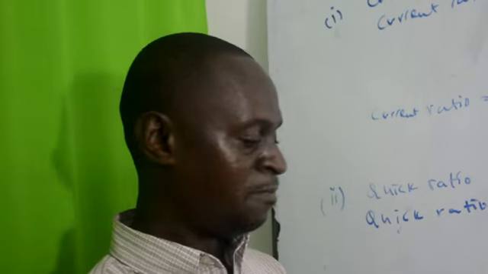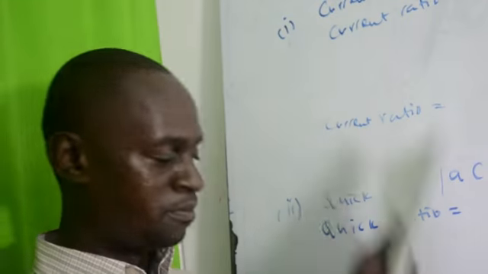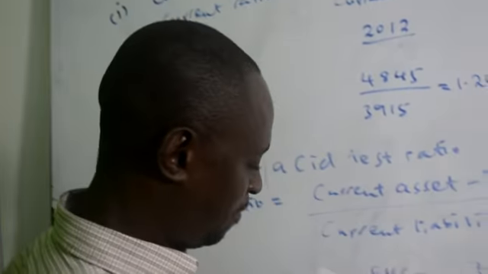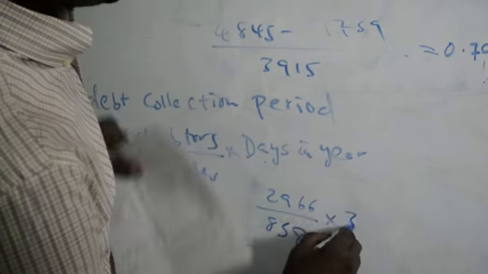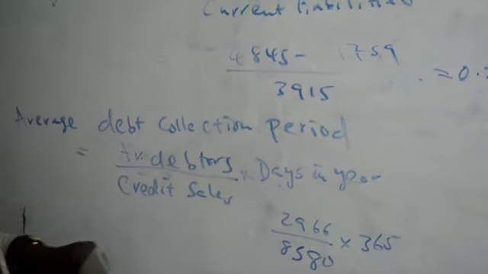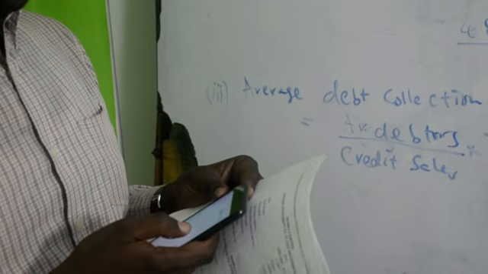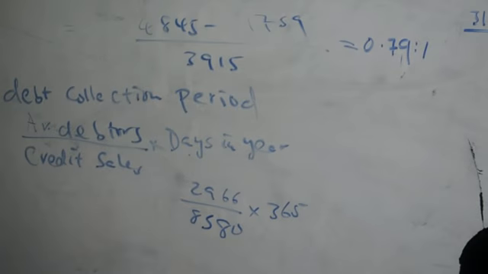But this is not the case because the examiner has not told us the amount of sales which were on credit. So we are going to assume that all sales were on credit. Now for the year 2012, sales were 8580 multiplied by, let's use 365. So we have 2966 divided by 8580. Then you multiply by 365.